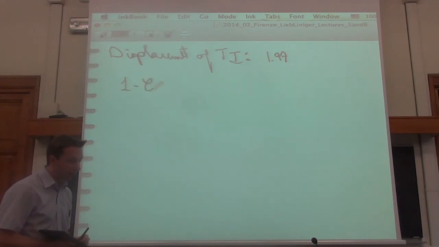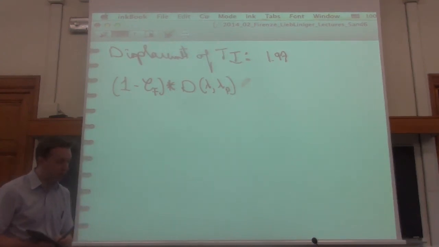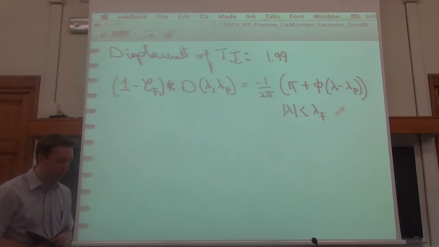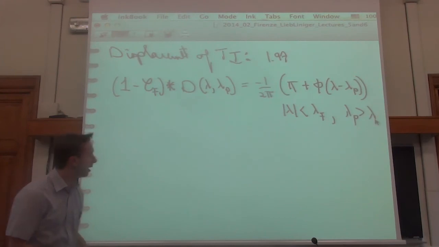So the equation for the displacement you can just rewrite in the following way. So you just have 1 minus C_F. We had an integral equation for this displacement, convolved into the displacement at lambda coming from a particle at lambda_p, just using rapidities now for that. So this was equal to minus 1 over 2 pi times pi plus the scattering phase shift of lambda minus lambda_p. Okay, so here in this equation you have again that lambda is less than lambda_F because otherwise the displacement vanishes. And this lambda_p, I'll just put on the right hand side, so it's greater than lambda_F.